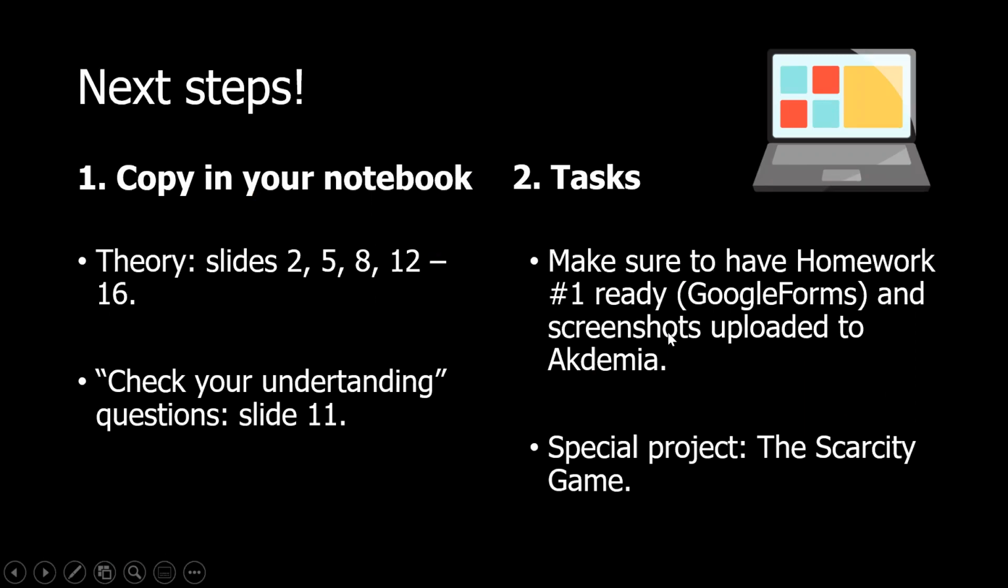What do you need to do? Copy in your notebook the slides that have the star. So it's 2, 5, 8, 12, 13, 14, 15, and 16. And the check your understanding questions. In this case, it's only slide 11. Make sure to have your homework number 1 ready, which is due today, Friday, and upload the screenshots to Academia. And also you have a new assignment for this week, which is a special project called the Scarcity Game. The guidelines are in Academia.